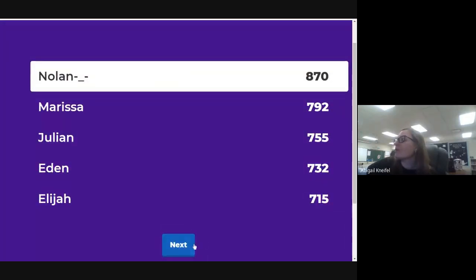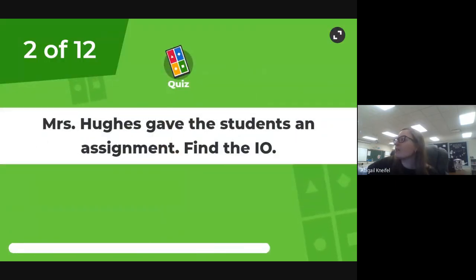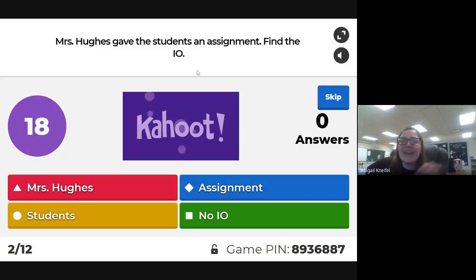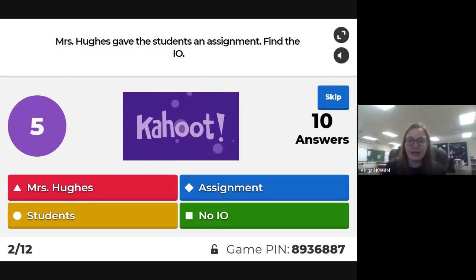Okay, apparently Nolan is currently in the lead. But like I said, it's not a competition. Mrs. Hudges gave the students an assignment. Find the indirect object. So the direct object is assignment. Gave is the verb. What is the indirect? Who got it? Indirect is who got it.